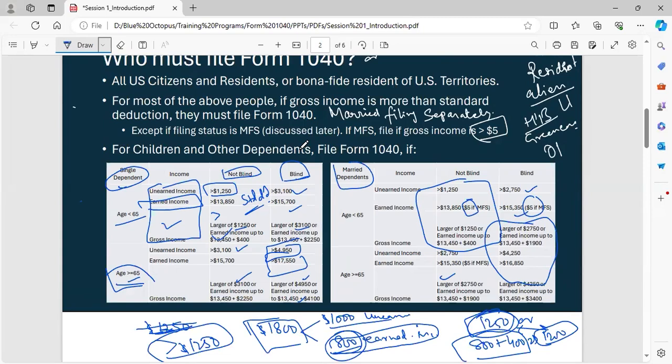file Form 1040. In the next session, we will discuss right from the beginning the tax period, filing status, and whatever there is in the whole form. So we'll see the form and everything, how it is filled and how it is prepared.